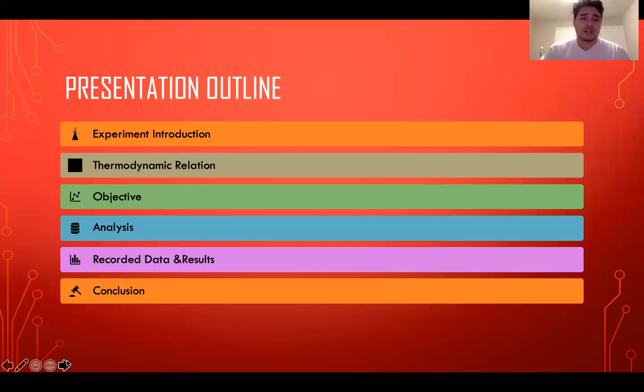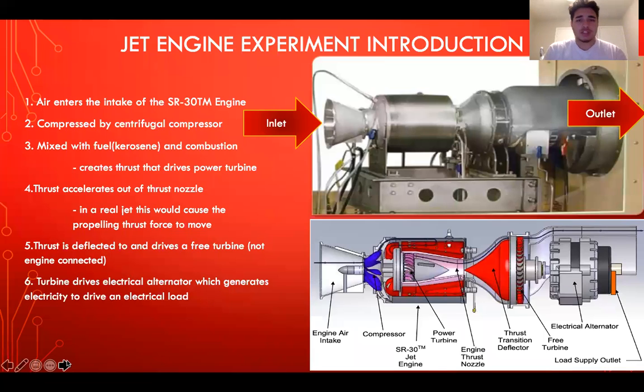Our presentation outline. First, we'll begin with our experiment introduction, our thermodynamic relation, our objective, analysis, and then our results, followed by our conclusion. So our experiment introduction, pretty much the process, just kind of wanted to go over it.